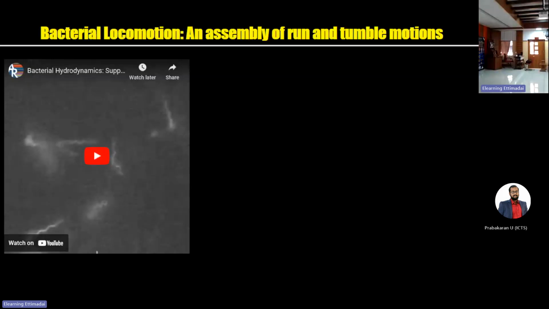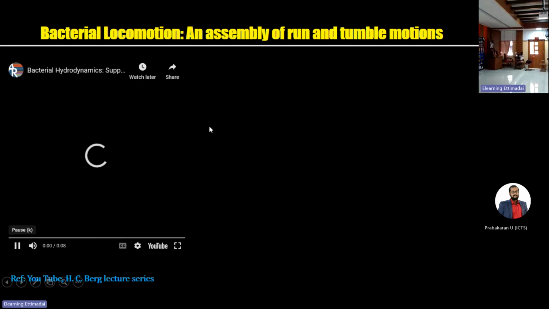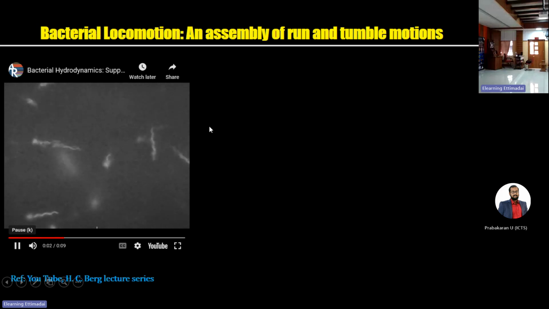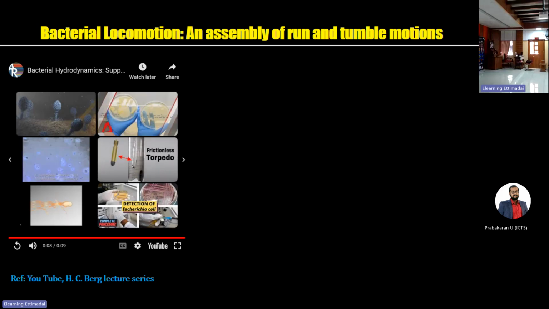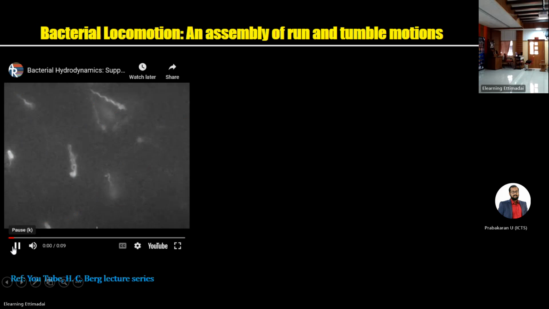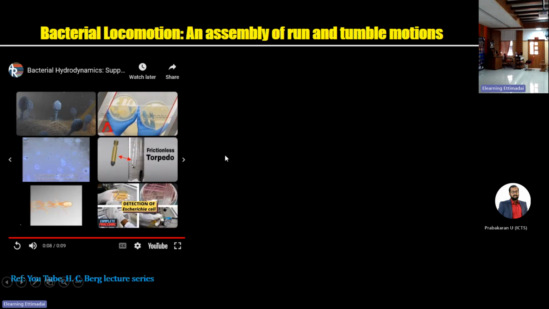Bacterial locomotion is actually an assembly of run and tumble motion. Look, this is a YouTube video. This is bacteria moving forward, and this is called run. And look, that bacteria is in pausing mode and it is changing its direction. So it is called the tumbling motion.